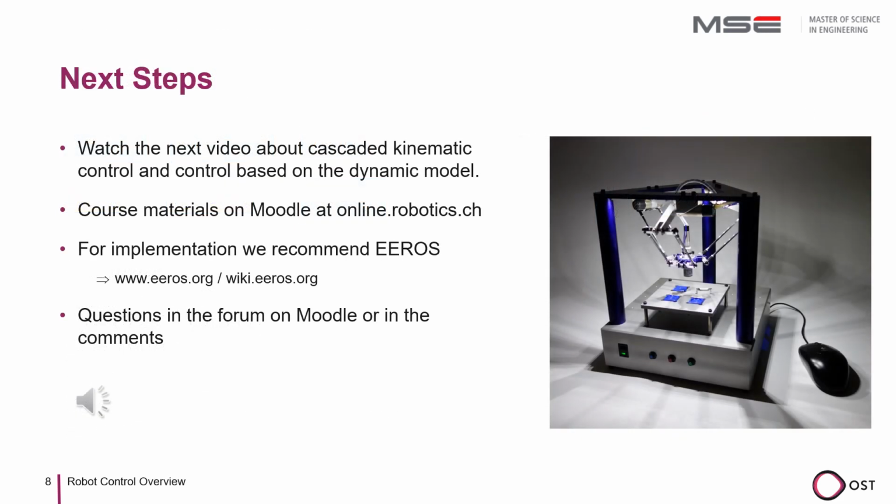As a next step, watch the video about advanced robot control and learn about cascaded kinematic controllers and controllers using the dynamic model of the robot. For the implementation, we recommend the open source robotic framework ROS, which we also use in this course. You find it on ros.org or wiki.ros.org.